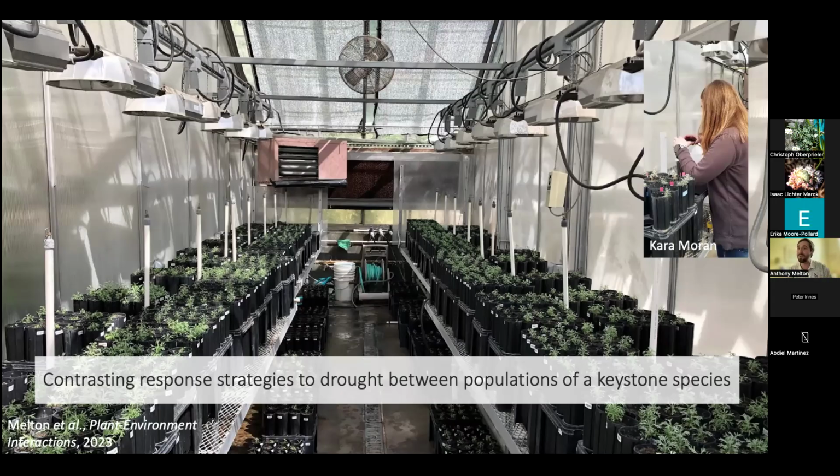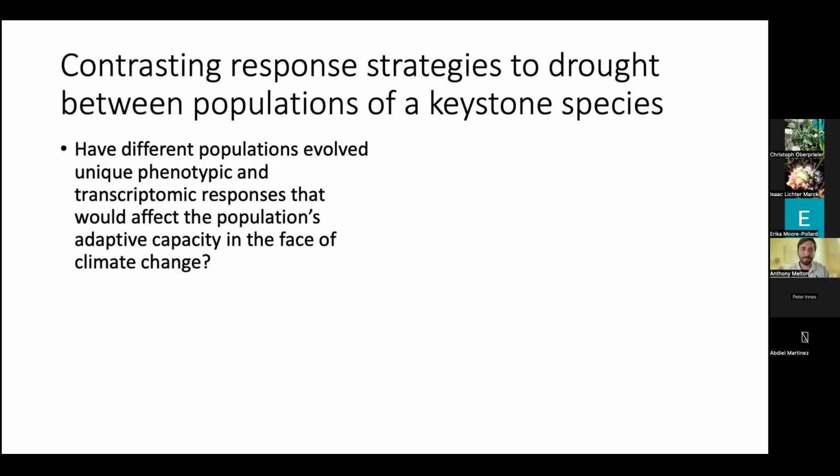And then once I joined the lab, I picked up with a few more phenotypic analyses and transcriptomic analyses as well. Okay, so how have different populations of Artemisia tridentata evolved in response to drought stress?